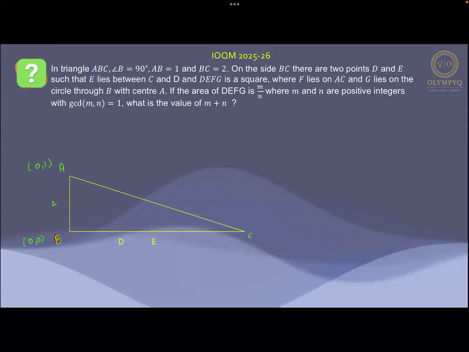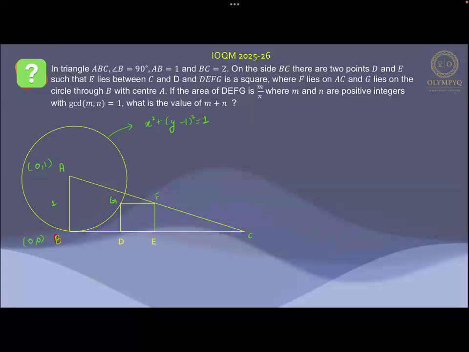Now we are drawing a circle having center A and passing through B. The circle will be somewhat like this. We can write the equation of the circle: x squared plus (y minus 1) whole squared equals 1, since the radius is 1. Moreover, they mentioned that a square is being placed between the circle and the triangle. This vertex they call F and this one they call G.